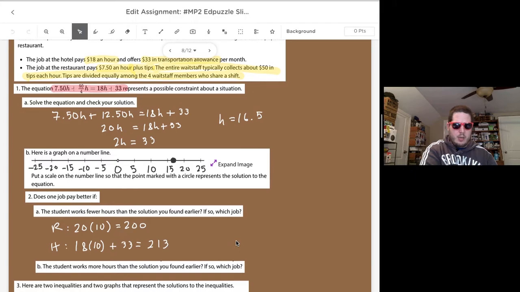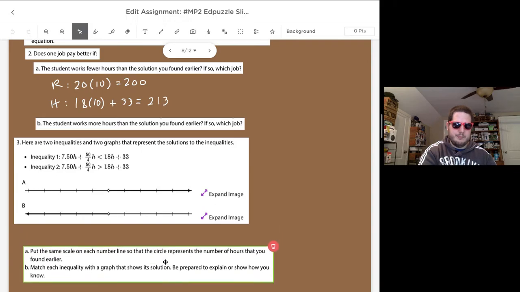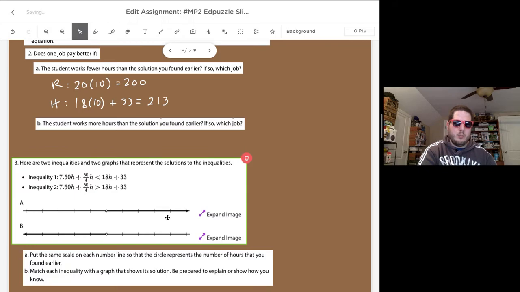Okay. Let's see. So the student works more hours than the solution you found earlier. So if it's more, then what is it going to be? If you work more hours, remember, here we wanted to work at the hotel. So now we want to work at the restaurant, right? Because the more hours you work, the more you get paid. You're getting paid $20 an hour at the restaurant as opposed to $18 an hour at the hotel, but you get that $33 stipend for transportation. So the more you work, the more likely it is that the restaurant is going to be more money.